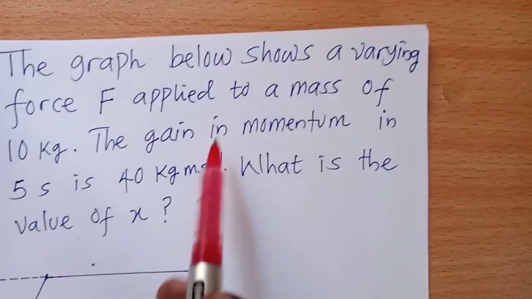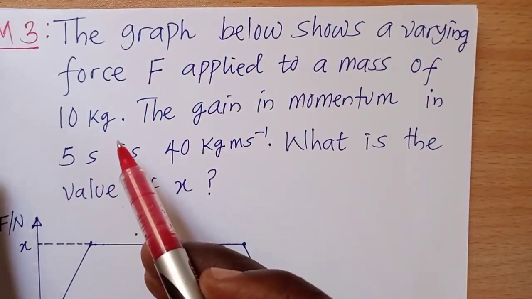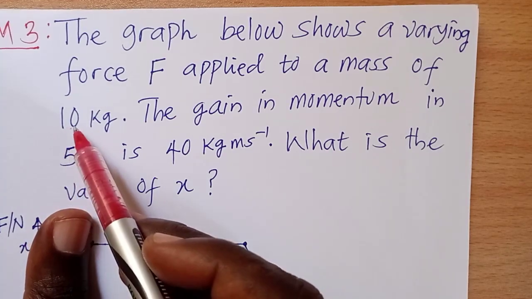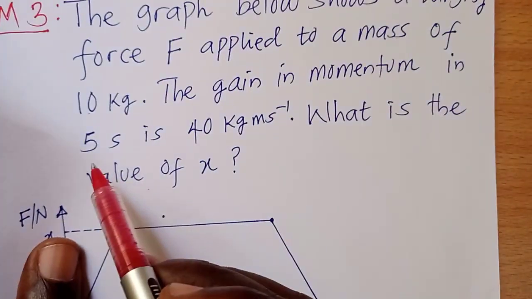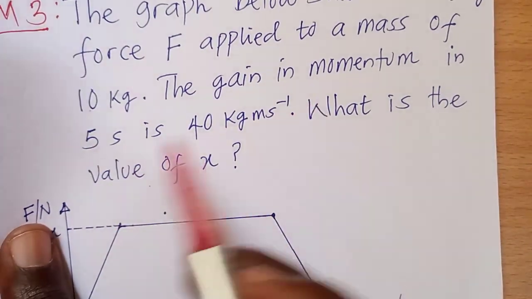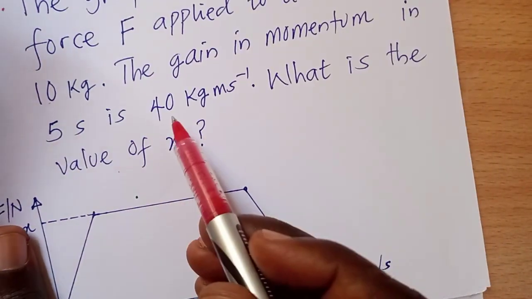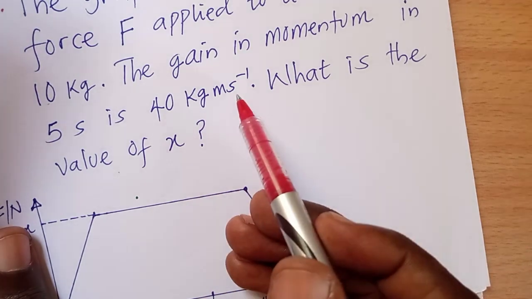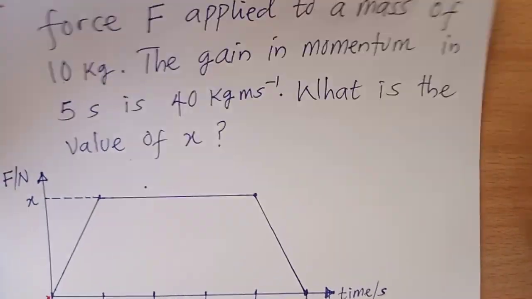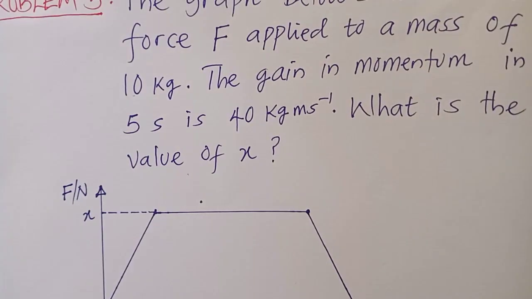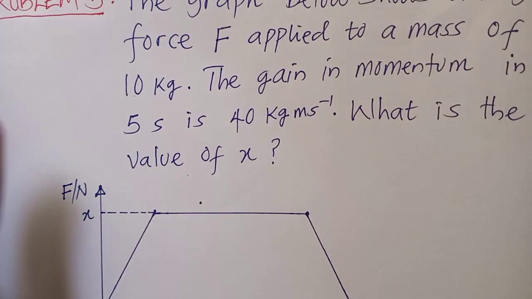This force acts on a mass, and that mass is 10 kilogram. The gain in momentum in 5 seconds is what? 40 kilogram meter per second. So the question is, what is the value of x? So we will use the impulse momentum theorem.